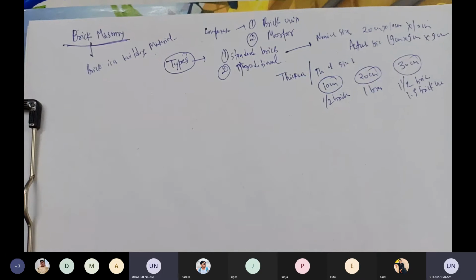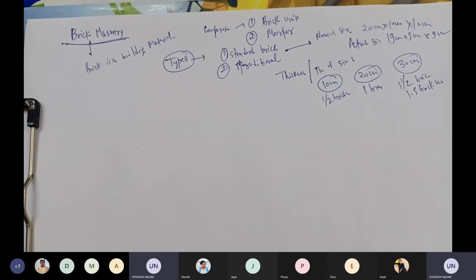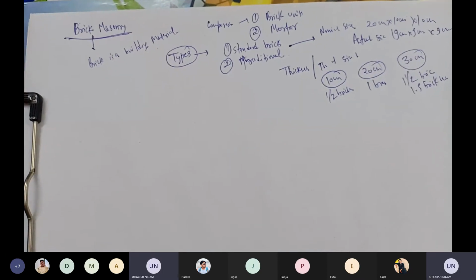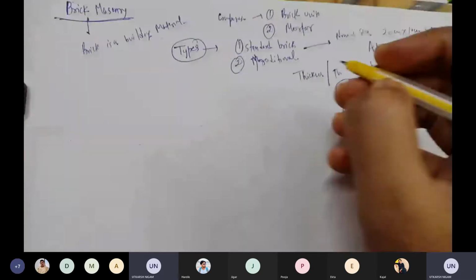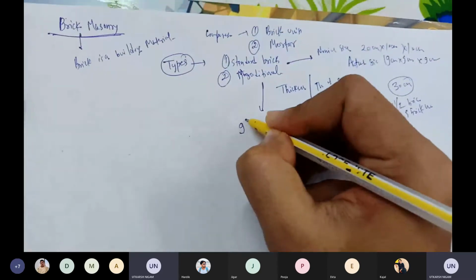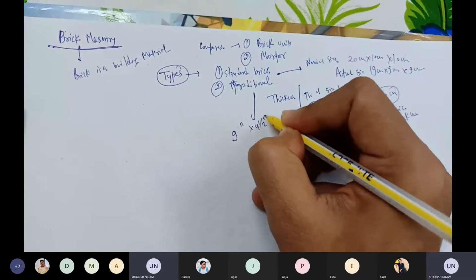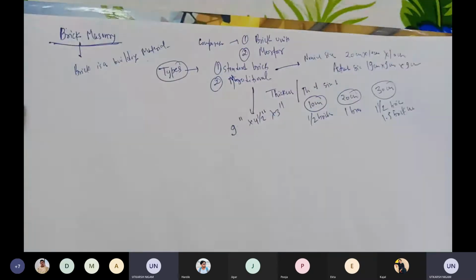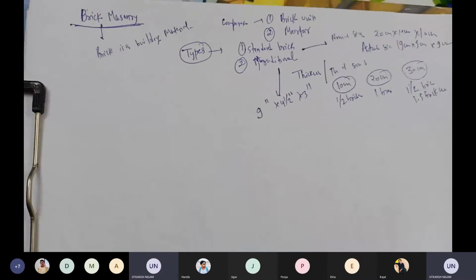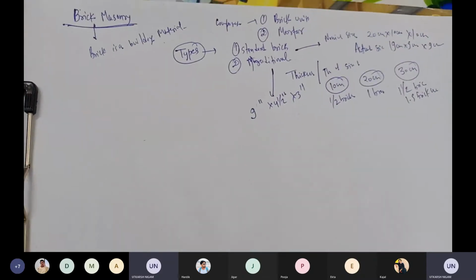And traditional bricks are also there. The traditional size of the brick is in inches, and the size of the traditional brick is 9 inch by 4.5 inch by 3 inch. So that is one type of nominal size of the brick.